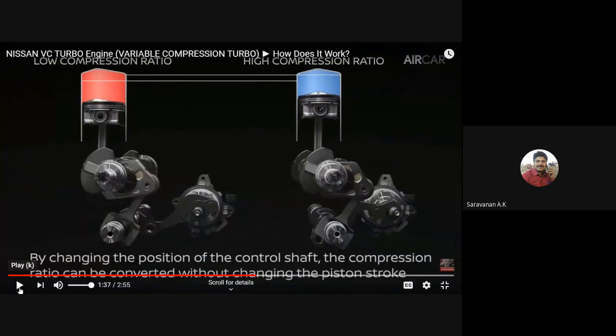Right. So here you can see the harmonic drive.